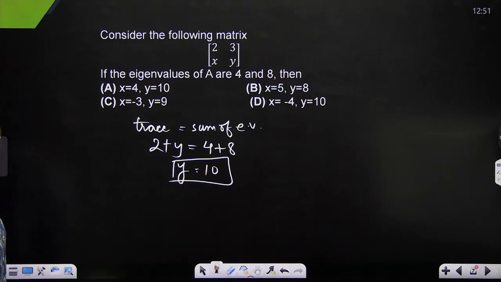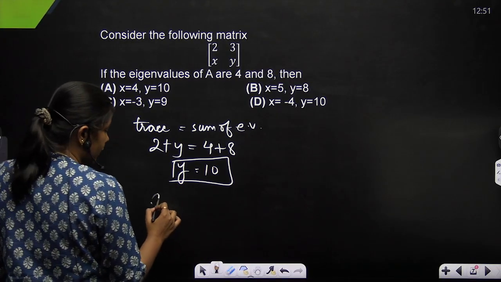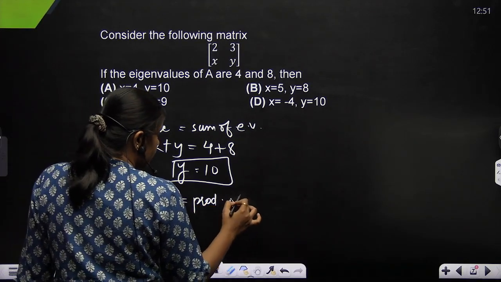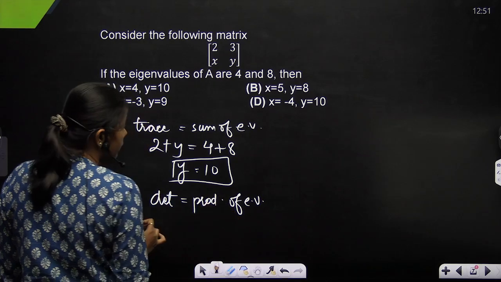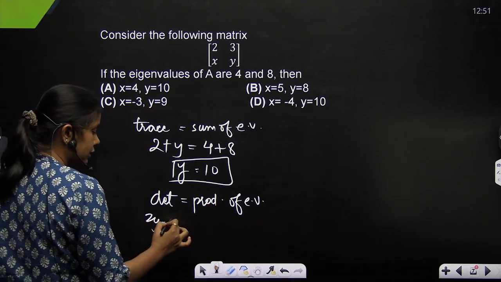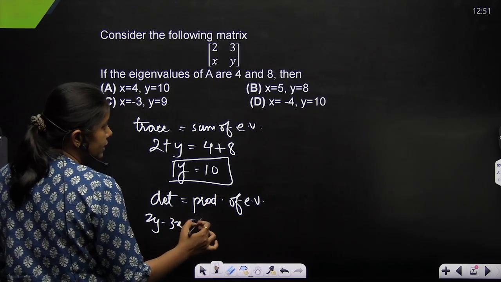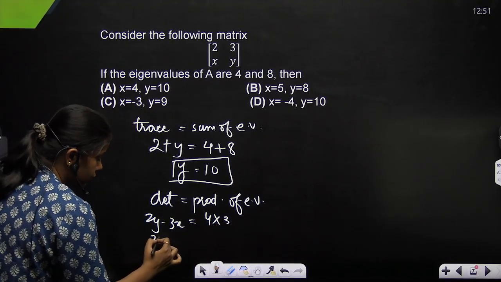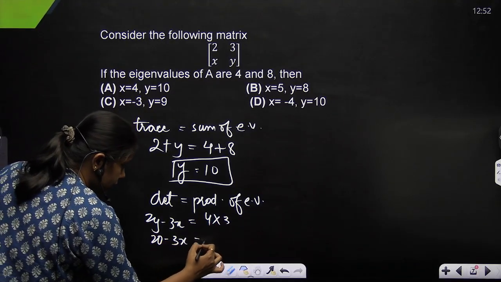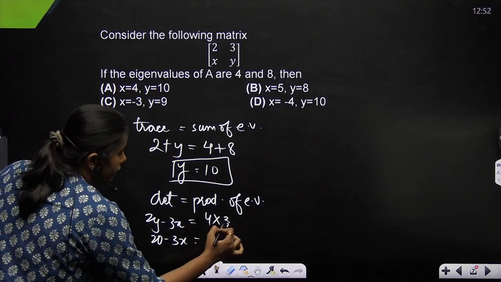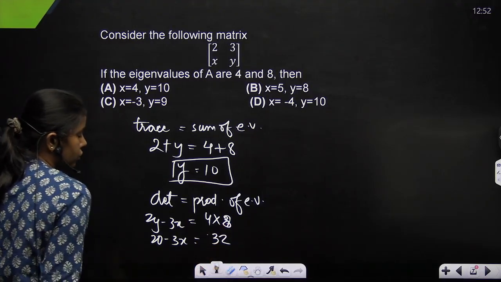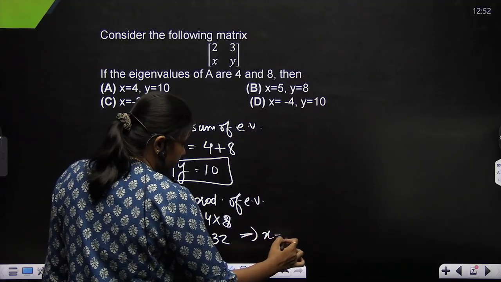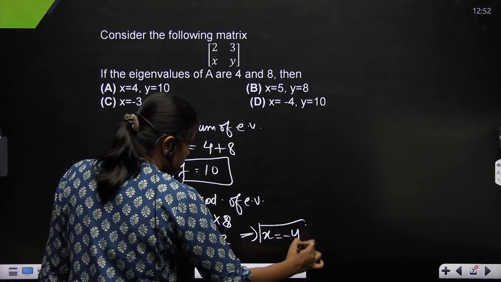Now I need to find out x. I know that determinant is equal to the product of eigenvalues. Determinant is, because it is a 2 cross 2 matrix, 2y minus 3x. Product is 4 into 8. So you can substitute y: 20 minus 3x is equal to 4 into 8. Sorry, that would be 32. So you would take this here, and on solving, you would get x as minus 4. x is minus 4 and y is 10.